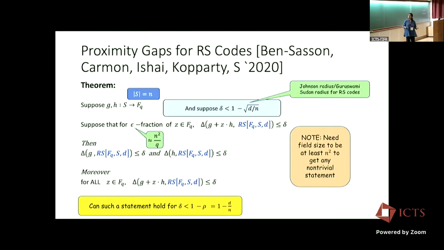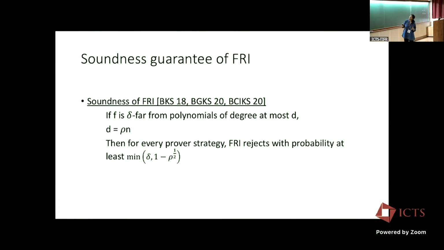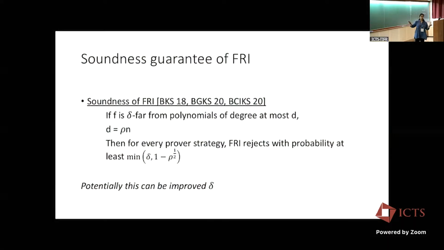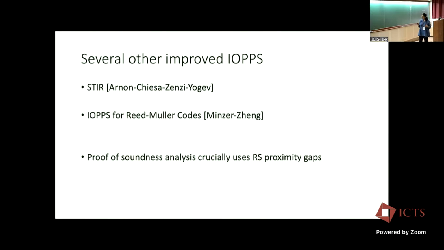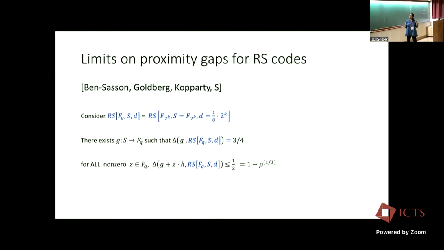One can study both these questions, and improving delta would directly improve the soundness of the FRI IOPP. So it is even practically a very interesting question. And there are several other improved IOPPs from the last couple of years where the soundness analysis of these IOPPs crucially uses proximity gaps. So these parameters delta and epsilon are very interesting, and it is very interesting to understand what the best such parameters are that we can obtain.